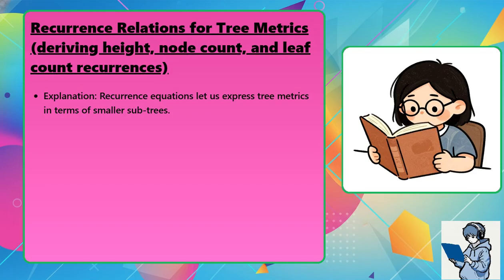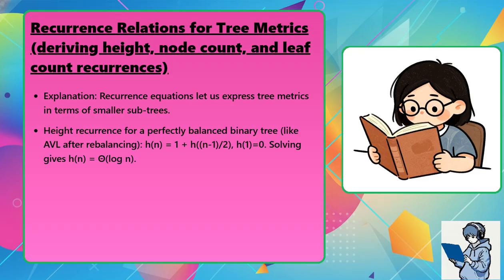Explanation: recurrence equations let us express tree metrics in terms of smaller subtrees. Height recurrence for a perfectly balanced binary tree like AVL after rebalancing: H of n equals 1 plus H of (n minus 1) divided by 2. H of 1 equals 0. Solving gives H of n equals big theta of log n.